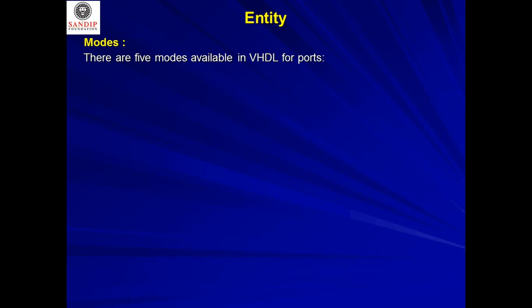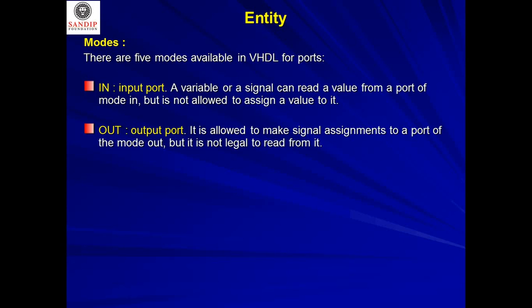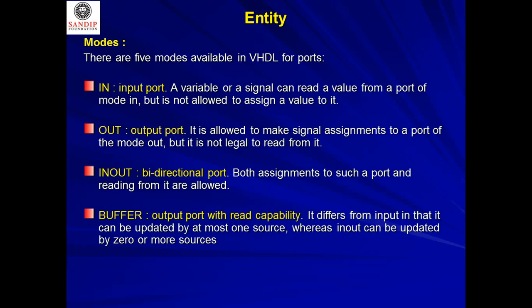Now let's see what the different types of modes are. There are 5 modes available in VHDL for ports. First, in, second, out, third, inout, fourth, buffer. Let's discuss the input port. In indicates the input port. A variable or signal can read a value from a port of mode in, but is not allowed to assign a value to it.